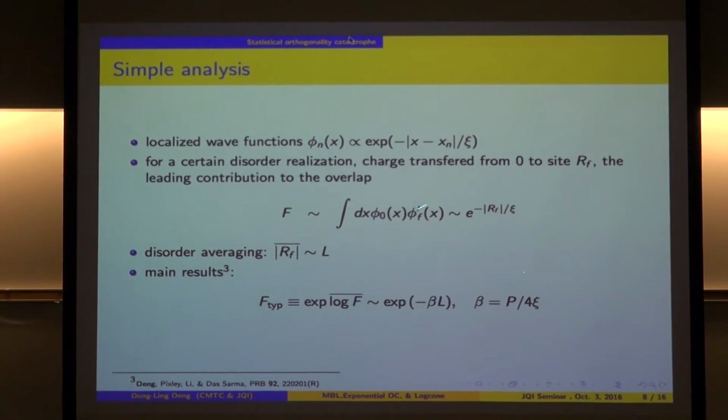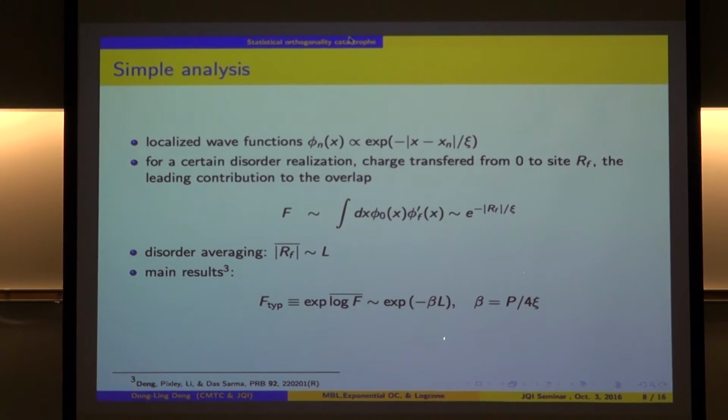Then, after we average over random disorders, because the random disorder is chosen uniformly, this R_f will have a linear scaling with the system size L. So if we do a geometric average over f, basically we take the log of f and then do the random average, we get that the typical wave function overlap has an exponential scaling with the system size L.